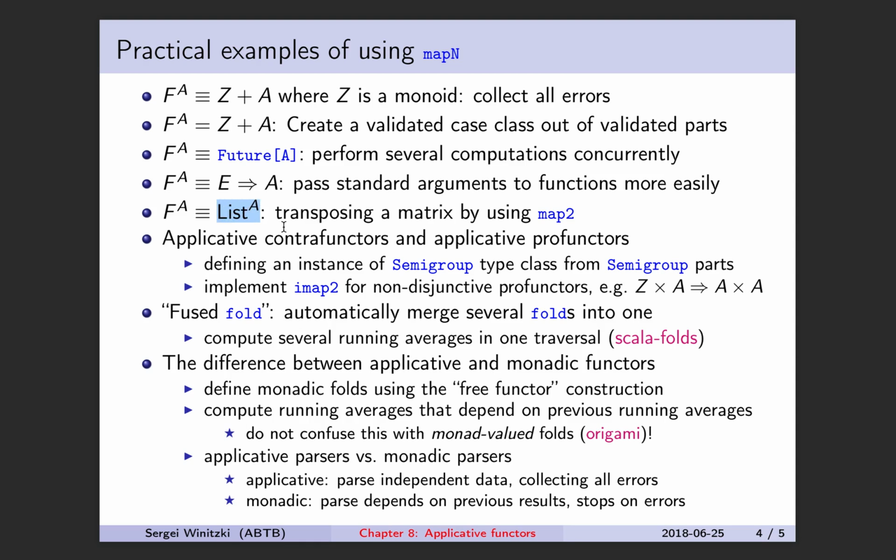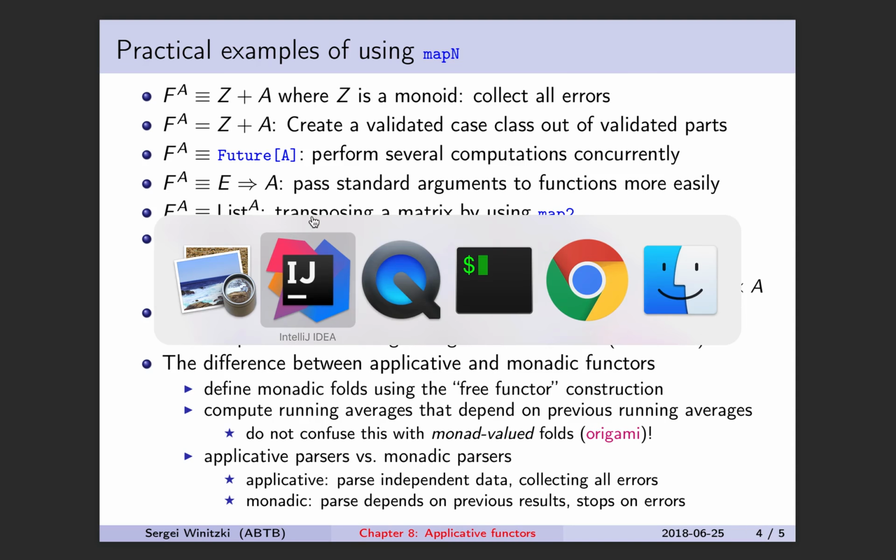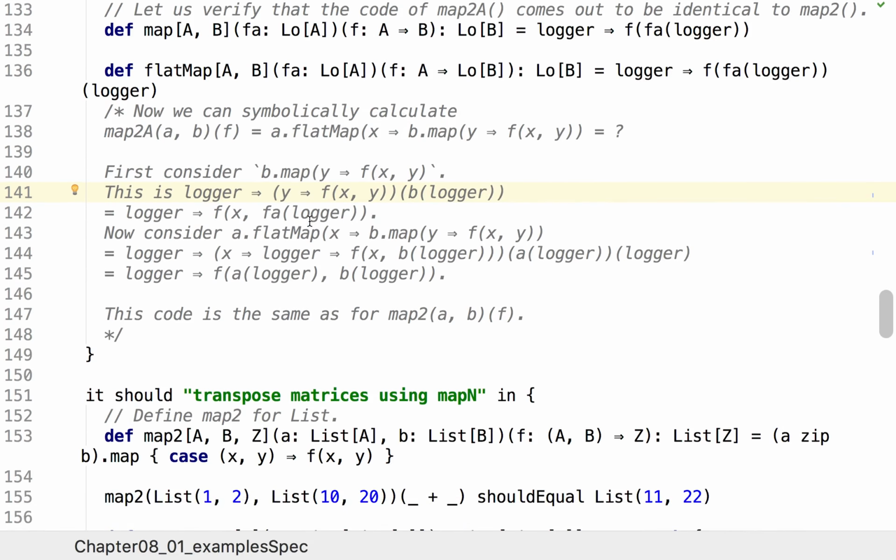Another example is the list, which is a monad. And we have seen that every monad is already an applicative because you can always define map2 via flatMap. But there might be a different definition of map2. In the case of list, there are various definitions. We'll just use a standard one right now and show how you can transpose a matrix.